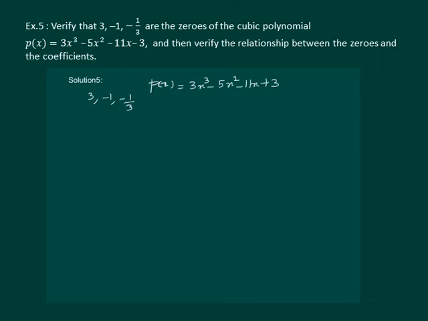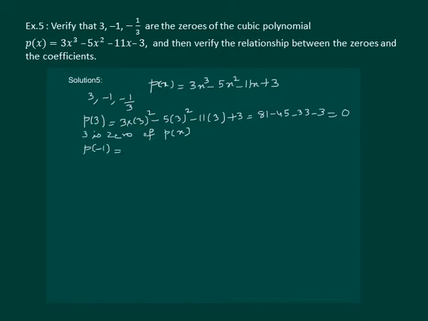So let us start with p of 3. It comes out to be 3 into 3 cube minus 5 into 3 square minus 11 into 3 plus 3, which is equal to 81 minus 45 minus 33 minus 3, and it comes out to be 0. So we have verified that 3 is the 0 of polynomial p(x). Similarly, let us find the value of p(x) at x equal to minus 1. Again the value is 0. So we have verified that minus 1 is the 0 of the polynomial p(x).